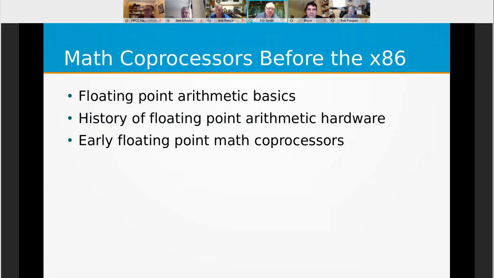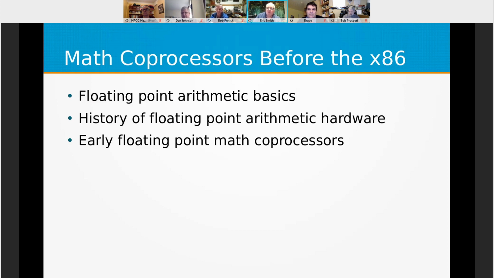Almost everybody has PCs or Macs or whatever now, and most of them have x86 processors in them, except the latest Macs use ARMs. And everybody's accustomed to, in general purpose computers, that they don't even have to think about floating point. That arithmetic is now built into the processor. You don't have to buy a floating point coprocessor anymore like you did 20 years ago.